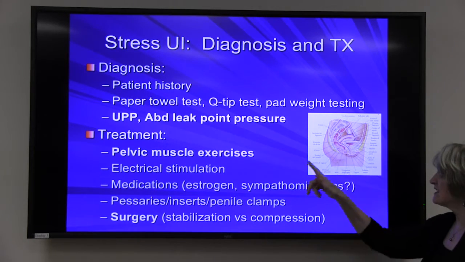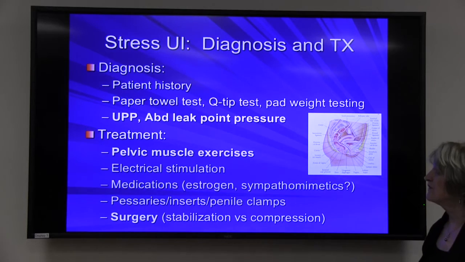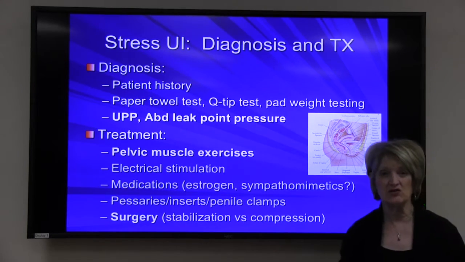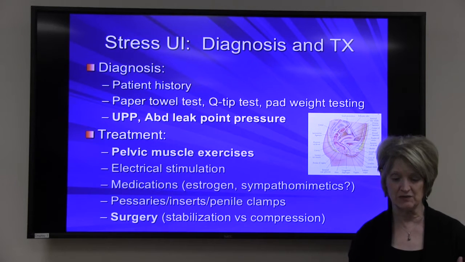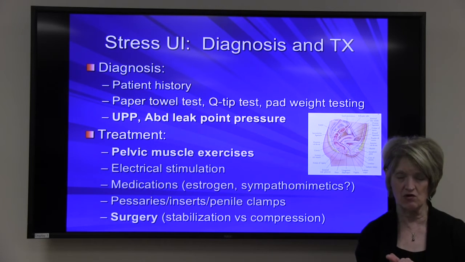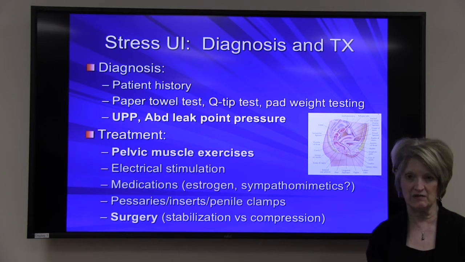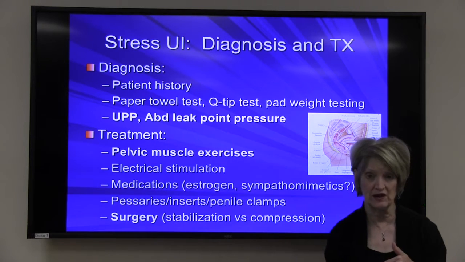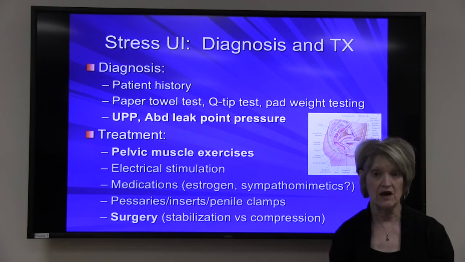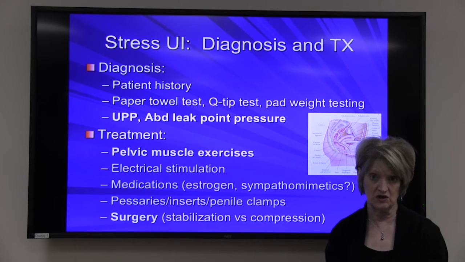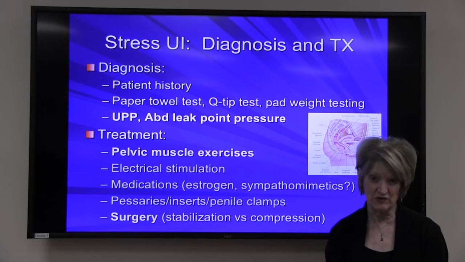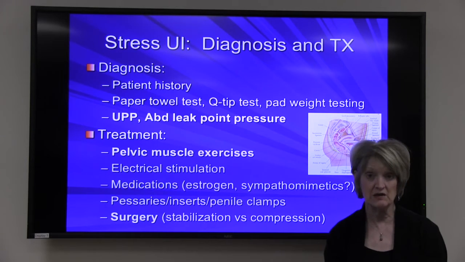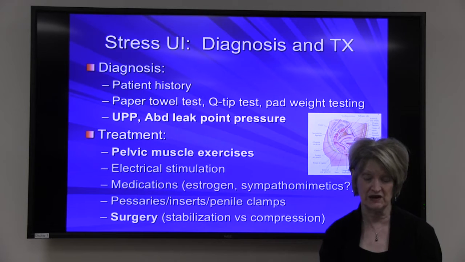There are some tests that can be done during the exam. They're not widely used. They're described in your materials. Paper towel test is as simple as taking a folded paper towel, having the woman stand up, hold the paper towel between her legs, cough forcefully, and then you look to see is there leakage. Now, all that can do is confirm leakage with activity. It doesn't tell you the specifics about how severe it is, but it does confirm leakage with activity.